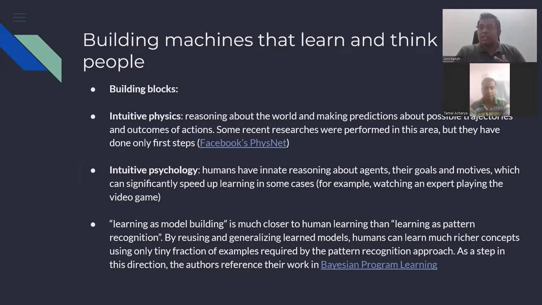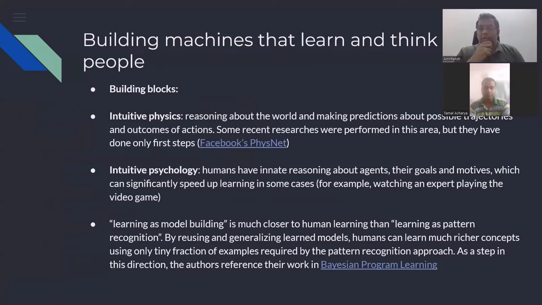But I remember seeing these papers in the early days, and the idea was to reason about the world and make predictions about the processes and the outcome of the actions. Okay, and some recent research, like Facebook's AgNet, is available, and you guys can have a look into this. But they have only done the first step. It's not something very comprehensive, even if you ask me.